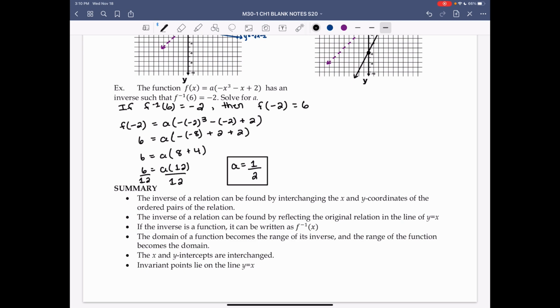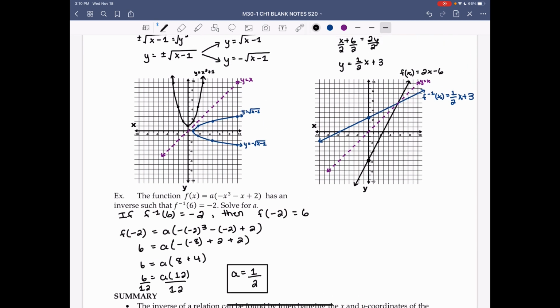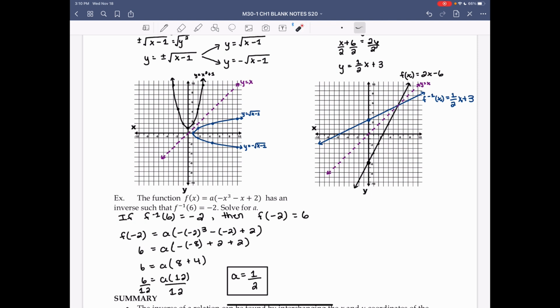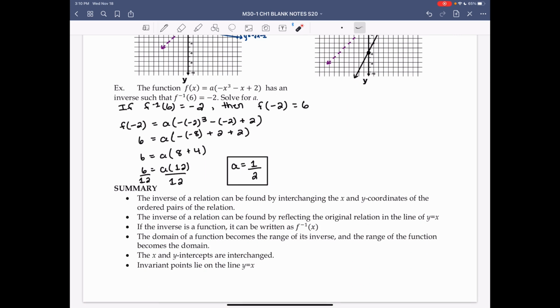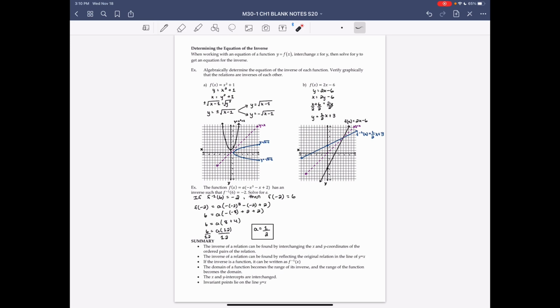We didn't really talk about that, but we can see that here. So we have a y-intercept here at 1, which on the inverse becomes an x-intercept at 1. Here we have an x-intercept at 3, which becomes a y-intercept on the inverse. And on the original we have a y-intercept of negative 6, which becomes an x-intercept on the inverse. And lastly, invariant points lie on the line y equals x. That brings us to the end of the Chapter 1 notes.